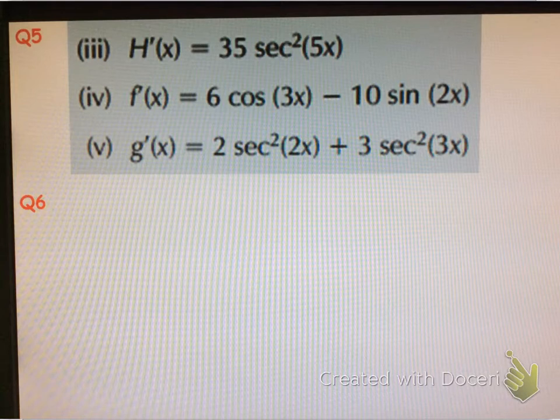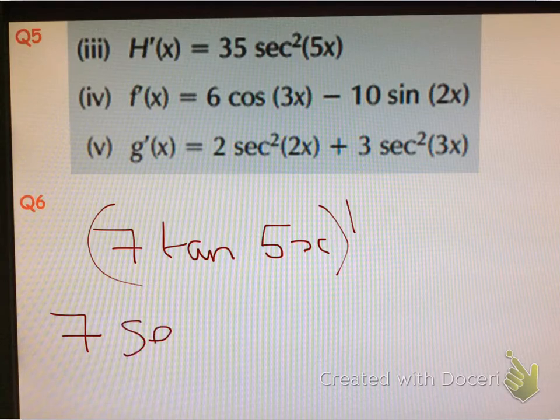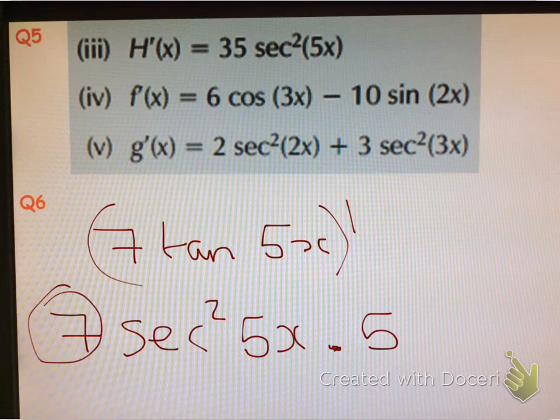If some of you are finding that one hard to follow, I'll just do it quickly here. So 7 tan 5x. You can treat that as to the power of 1. So 1 by the coefficient, so you're going to get 7. By the derivative of tan 5x, which is going to be sec squared 5x. And then last you have to derive the angle, 5x, and you get 5. Then 7 by 5 is 35, so that's where the 35 is coming from.